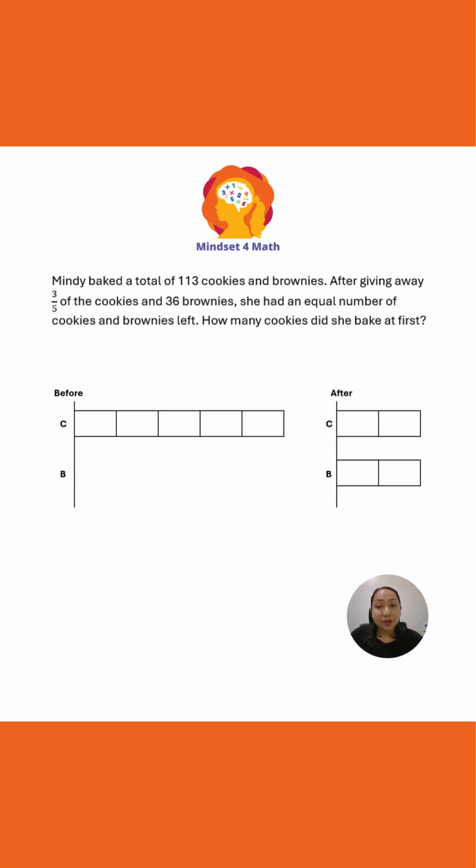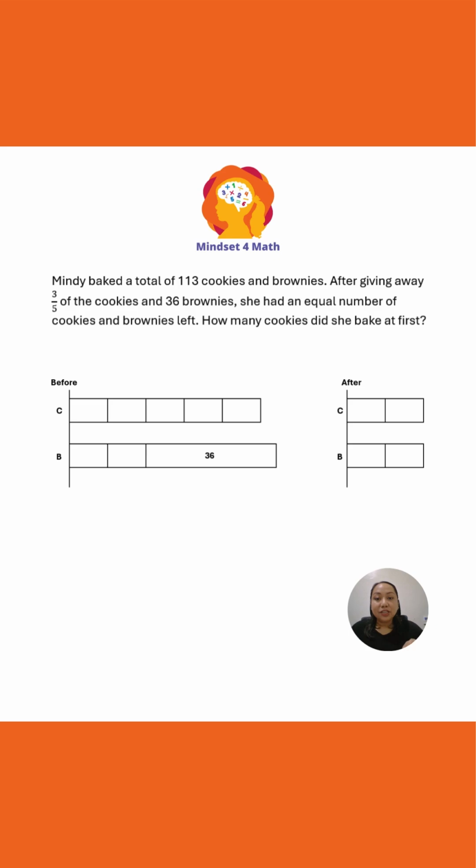After giving away 3/5 of the cookies and 36 brownies, she had an equal number of cookies and brownies left. So that means in the after model, I will represent the number of brownies left using 2 units as well, because she had an equal number of cookies and brownies left.